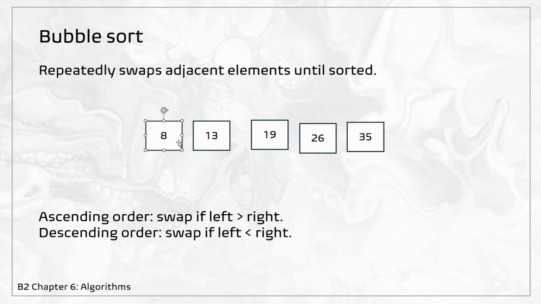So is 8 greater than 13? Nope. Is 13 greater than 19? Nope. Is 19 greater than 26? Nope. And is 26 greater than 35? Nope. So if we've answered no to every single comparison in a pass, that means that the array is completely sorted. And that's evident here because it is sorted. 8, 13, 19, 26, and 35.